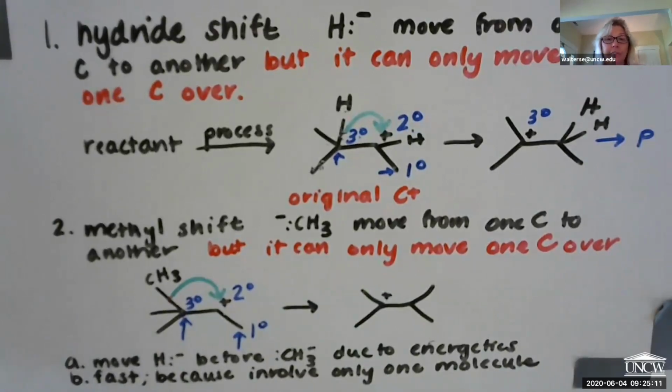Because if a process involves more than one molecule, you have to wait for those molecules to collide, but they have to collide in the correct orientation and with the correct energy. So not every collision is going to lead to the reaction taking place. But something that involves only one molecule, so within one intramolecular change, these will happen very fast.